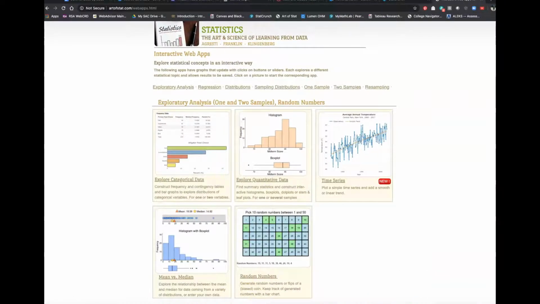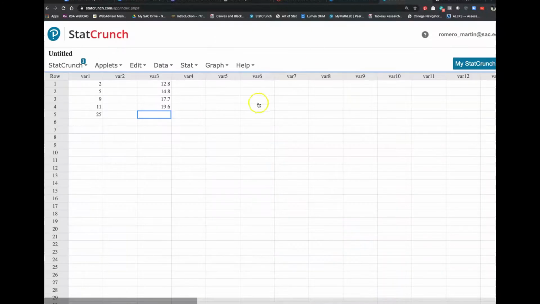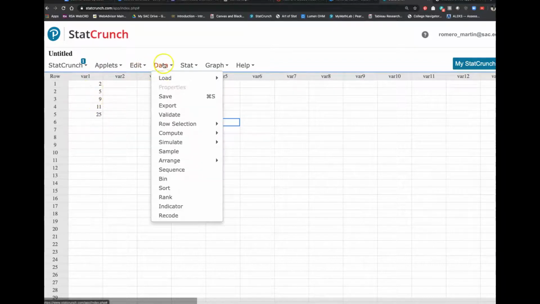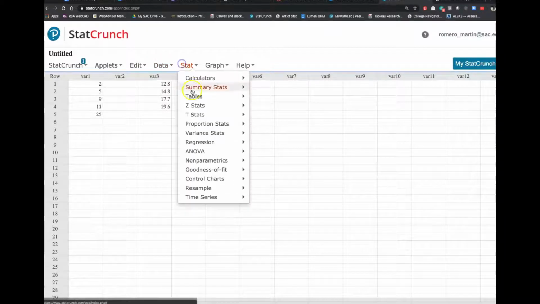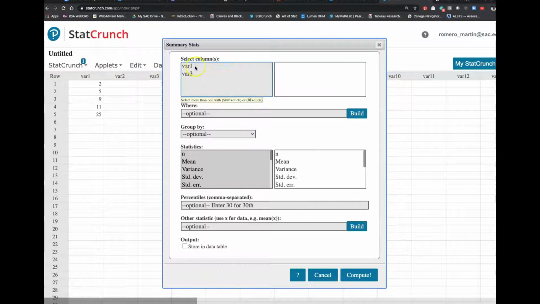That's ArtaStat. We get to StatCrunch here. Wrong one. There we go. StatCrunch here. Looking at this, here are the data values that we were looking at. And so again, it comes to summary statistics, columns, and I'm looking at variable 1 in this case. And you have the values here. That's it. You just choose them.